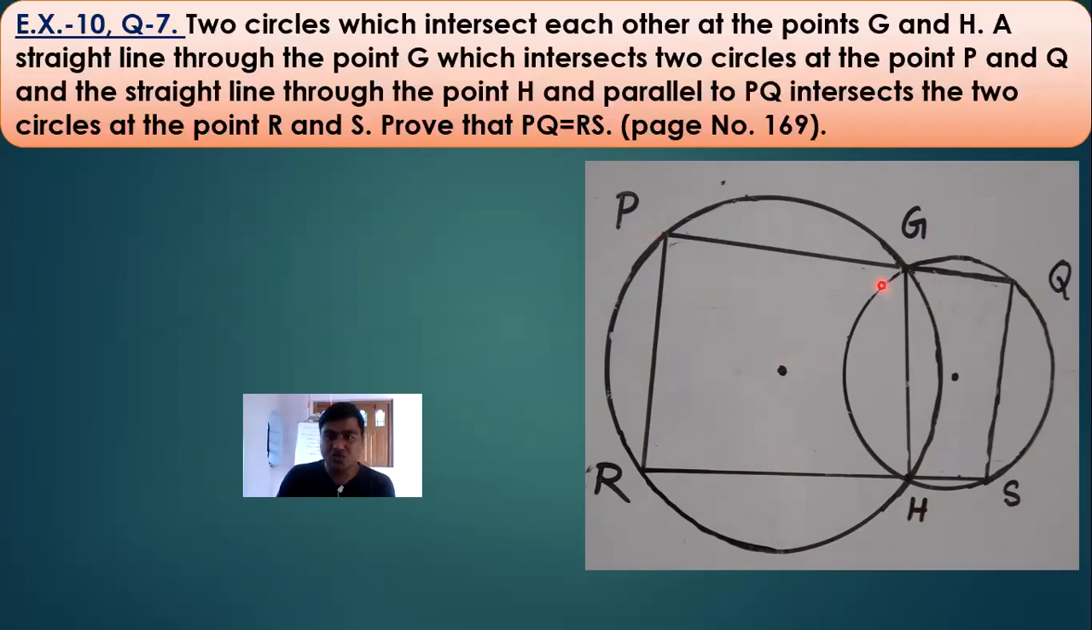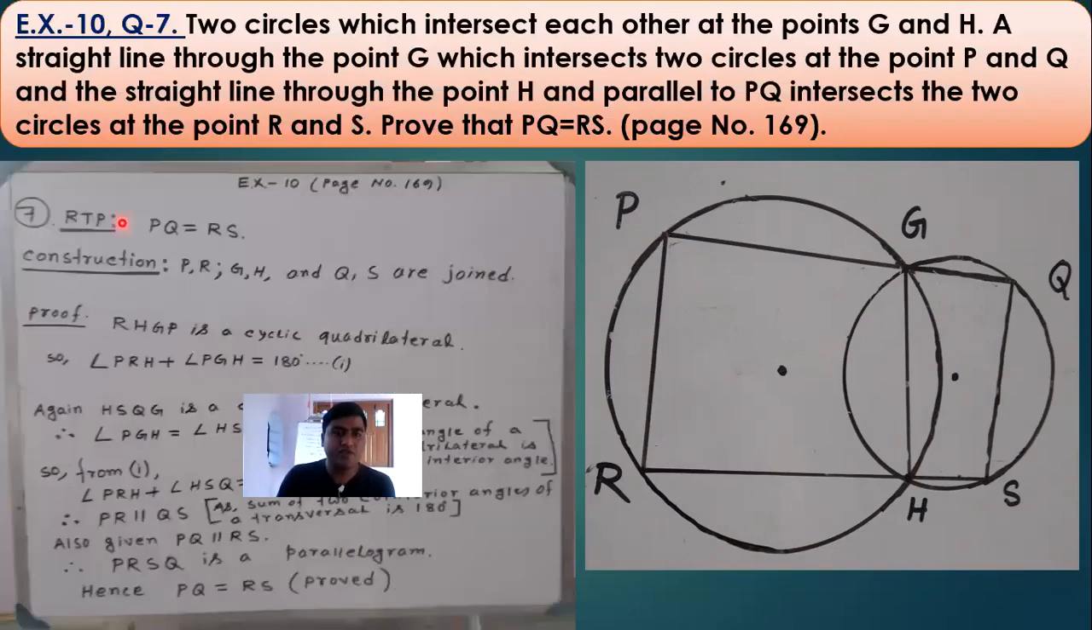A straight line through G intersects the first circle at the point P and the second circle at the point Q. Another straight line through the point H, parallel to PQ, intersects the first circle at the point R and the second circle at the point S. Required to prove: PQ equals RS.